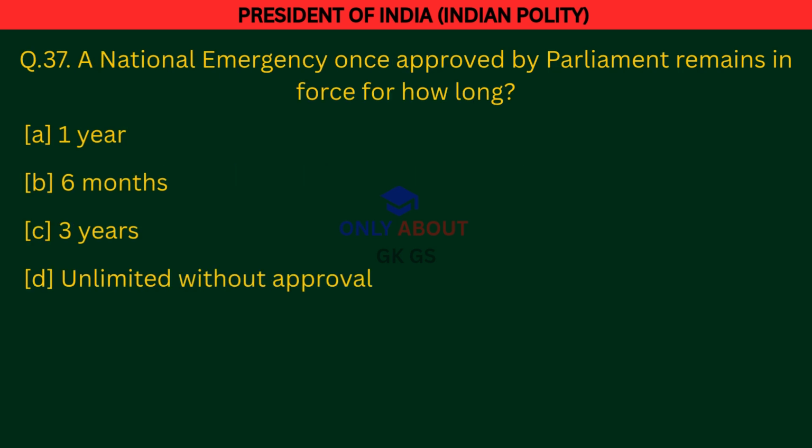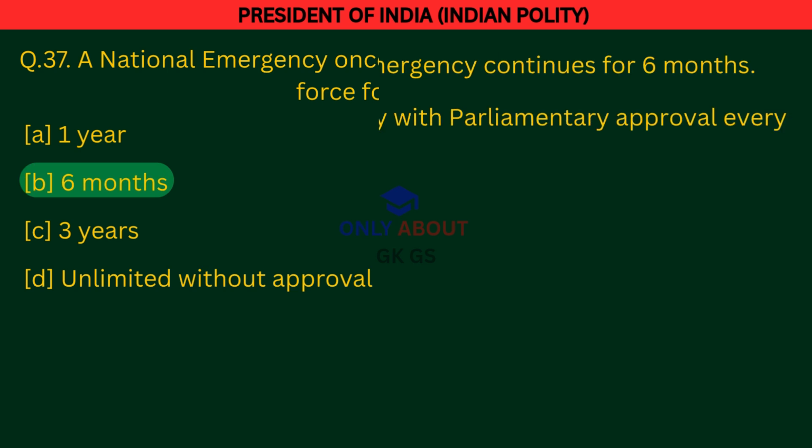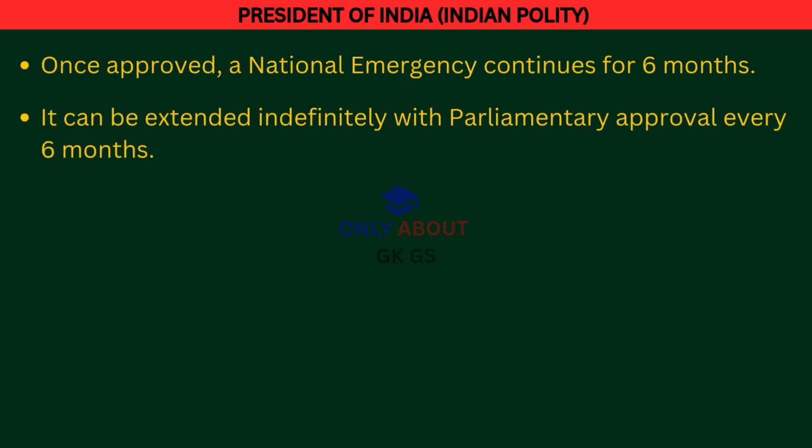Next question. A national emergency once approved by Parliament remains in force for how long? Correct answer: 6 months. Once approved, a national emergency continues for 6 months. It can be extended indefinitely with parliamentary approval for every 6 months.